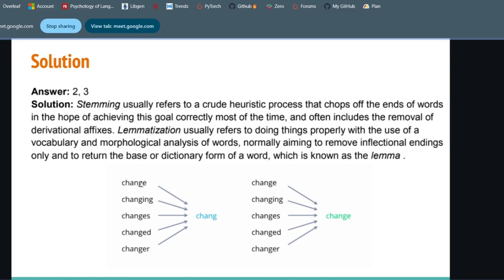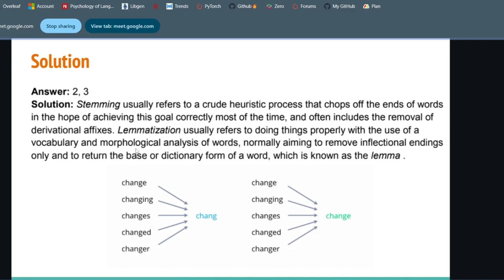Okay, whereas when you perform stemming, you're just abruptly chopping off the last few characters. As it says, it's a crude heuristic process. It just simply chops off a few characters at the end, and it's not necessary that you'll get a meaningful word. For example, you get chang, which is not a valid word in English as a result of stemming. So options 2 and 3 would be correct over here.